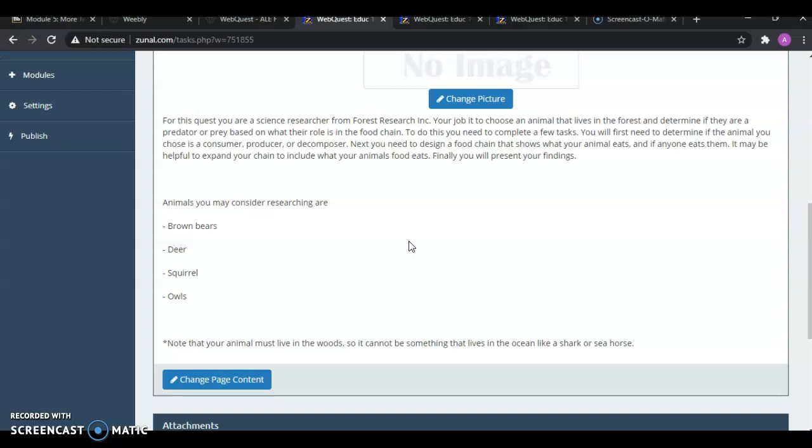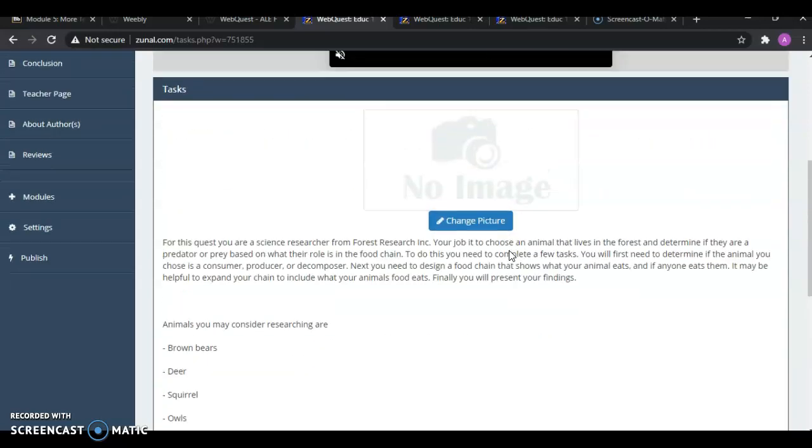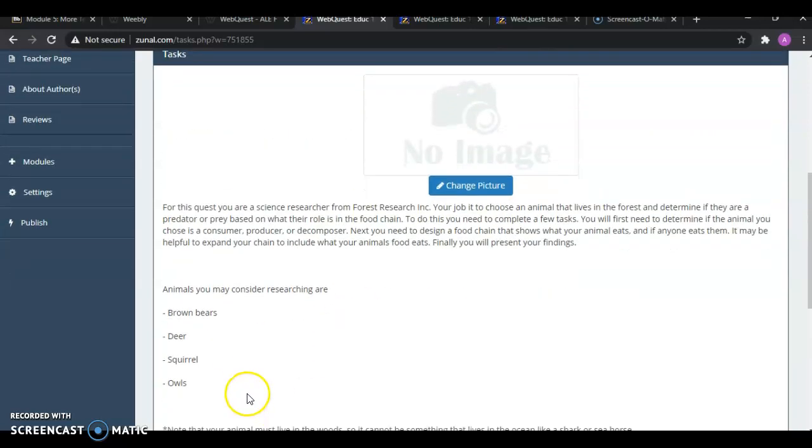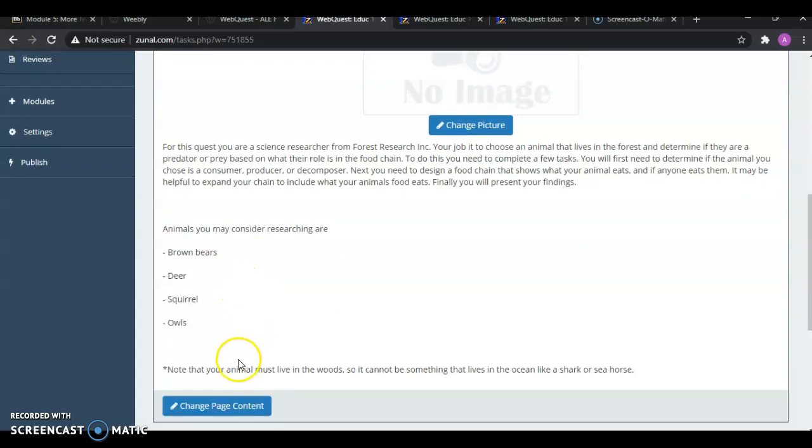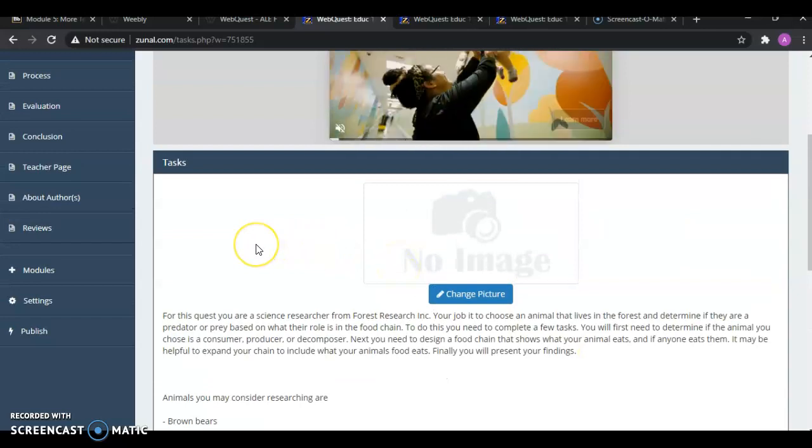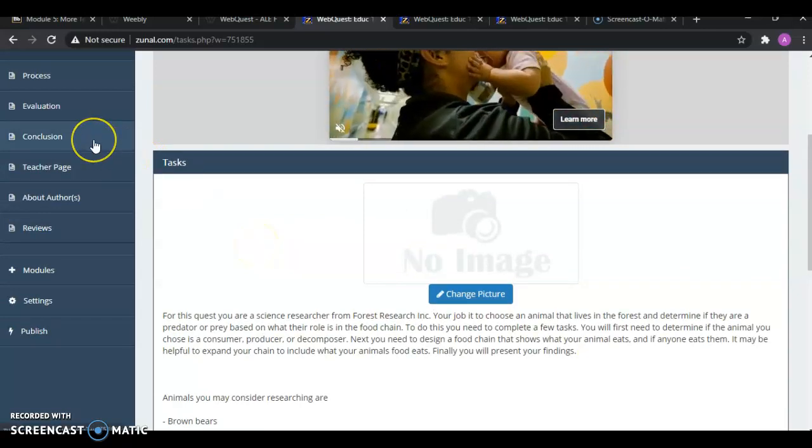You will first need to determine if the animal you choose is a consumer, producer, or decomposer. Next, you need to design a food chain that shows what your animal eats, and if anyone eats them. It may be helpful to expand your food chain to include what your animal's food eats. Finally, you'll present your findings. I did give them just a few options of what they could choose. I told them they couldn't be ocean animals just because I didn't want to have to pull resources for so many animals.